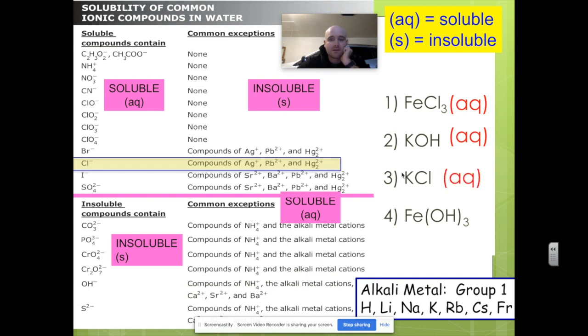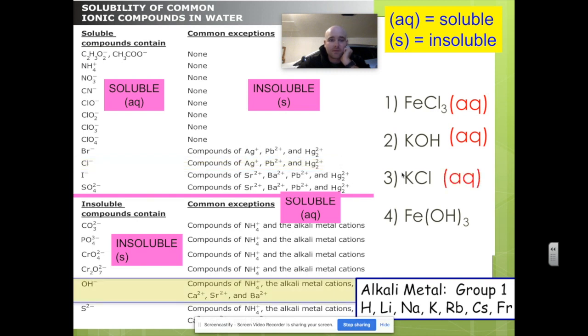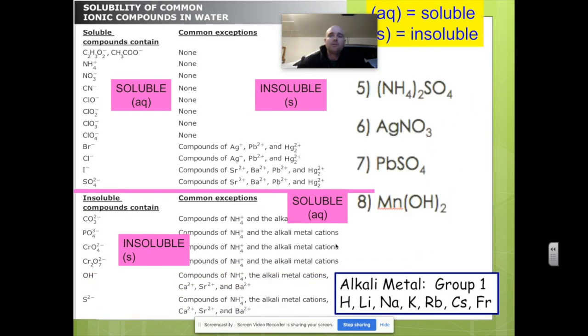And then iron hydroxide. Look at our hydroxide again. It is going to be insoluble unless iron shows up on this list. And iron's not here, so we're actually going to call that a solid. Okay. So we have ammonia sulfate, number 5.